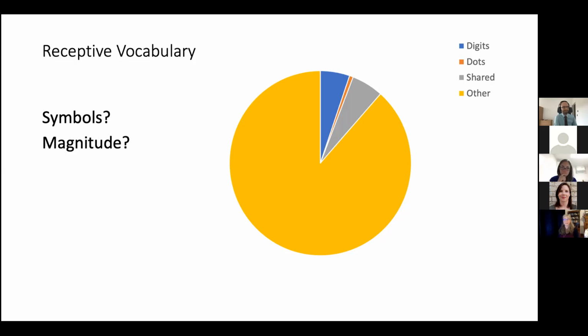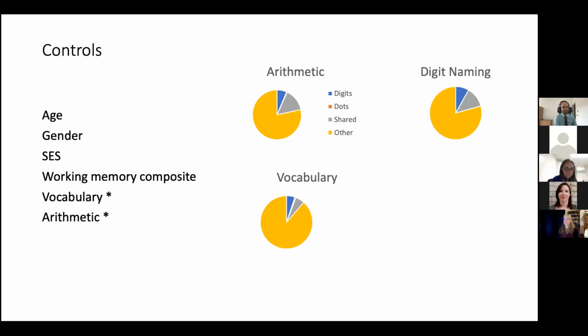So what is that? Receptive vocabulary, this is the PPVT. It's not about symbol processing. It's not about magnitude processing. What's going on? Just to summarize and push the point home, the patterns all look very similar across these three. I did cheat here, and sorry about this, Stephanie. I did control for age and gender and SES and a working memory composite, but it doesn't actually make any difference to the pattern. The pattern looks exactly the same whether you control for anything or not.